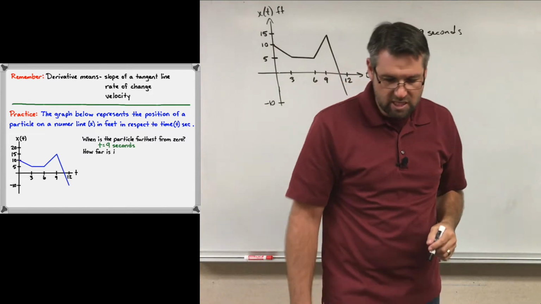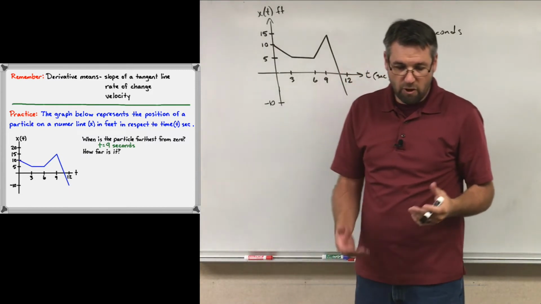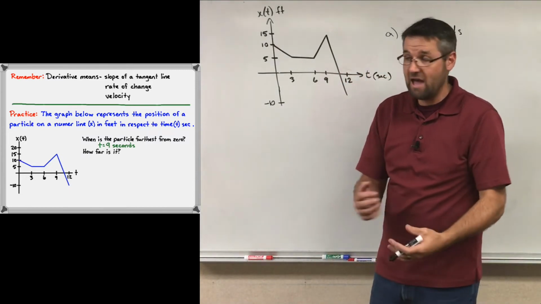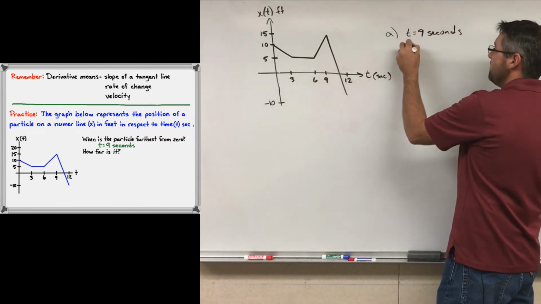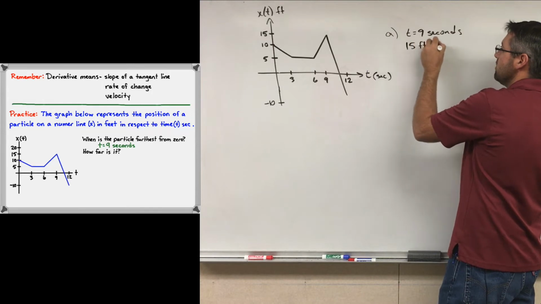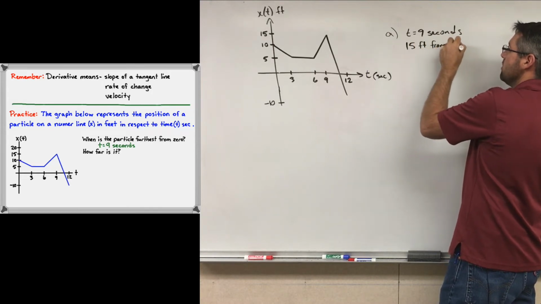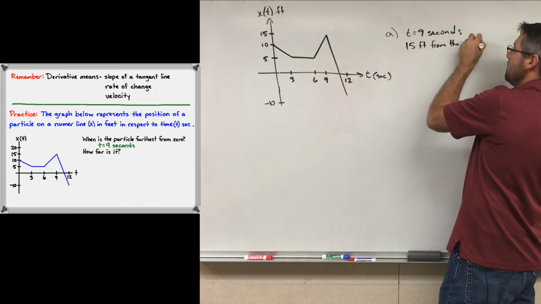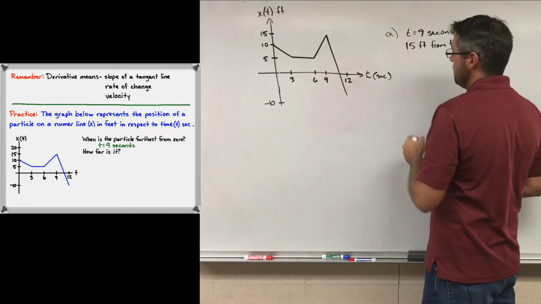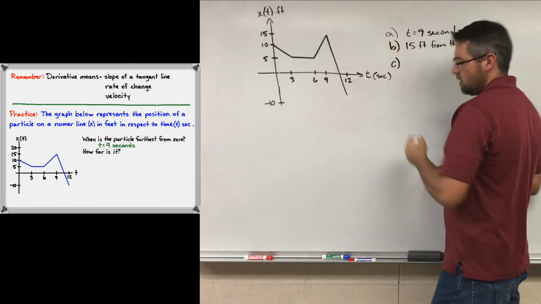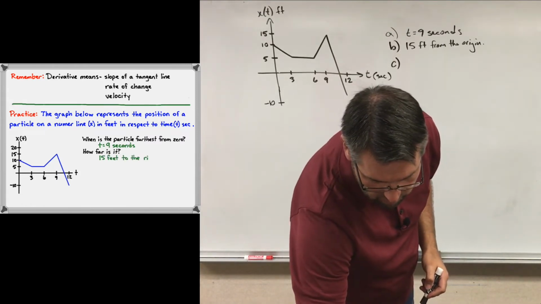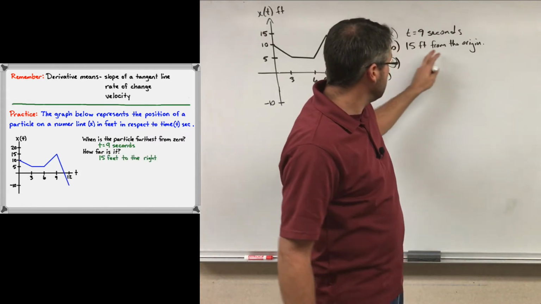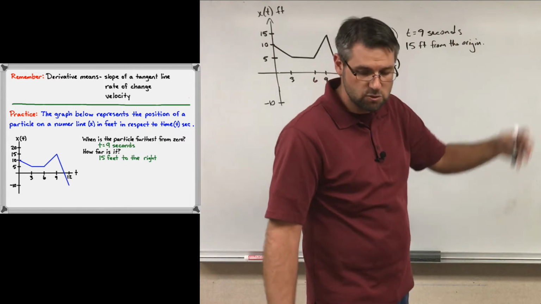The next question says, how far is it? Well, how far is it from the origin at that time? Well, at 9 seconds, it is 15 feet from the origin. Again, the origin meaning 0 on the number line. Okay, so that was B, I guess you'd say. Okay. C, 15 feet. Okay, to the right. That's a good point. It's 15 feet from the origin, but it's 15 feet to the right.